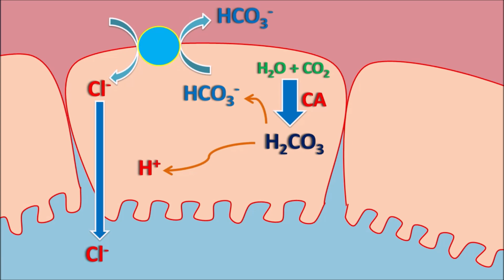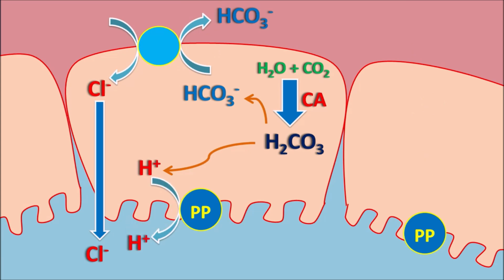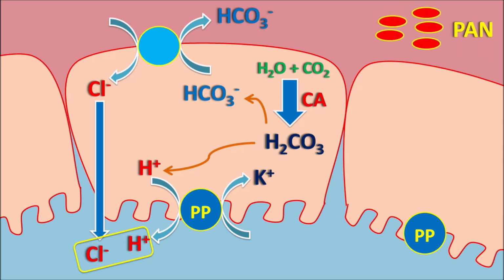But the protons cannot be directly secreted into the lumen, so they require a few pumps, that is the proton pumps. Now the proton is going to be secreted from the gastric parietal cells in exchange for potassium by these proton pumps, which are nothing but the H plus K plus ATPase pumps. In this way, the gastric acid HCl is going to be secreted into the lumen. Now let us see how this pantoprazole acts.